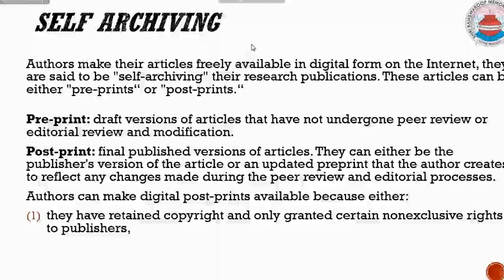copyright decides. The digital postprint is available if the author has retained copyright. If you sign the copyright over to the publishing house, but if you retain your copyright and only grant certain non-exclusive rights to the publisher, then you have full right, complete right to do whatever you want. But you should have copyright. You must know it. If you don't have copyright and you share it in open access, then it's a legal problem. Okay.